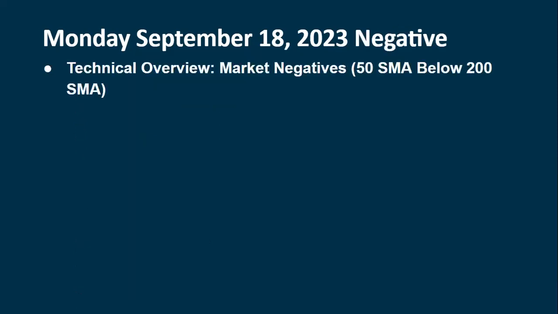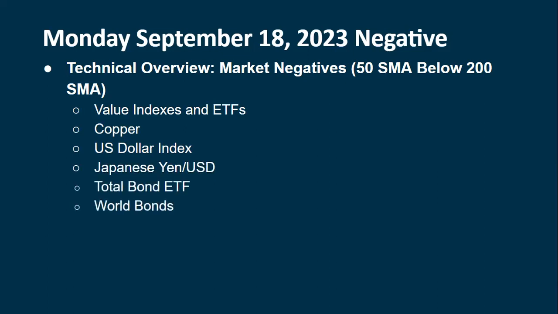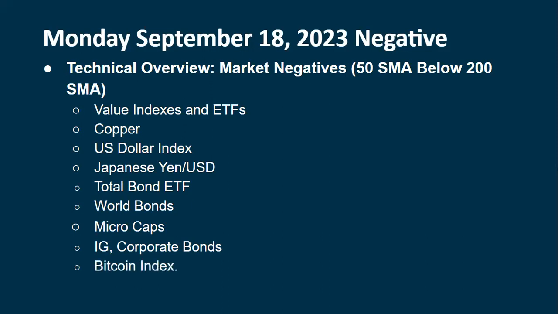The negative side, this is when the 50-day simple moving average is below the 200-day simple moving average. The value indexes are still negative. Copper, the US dollar index, although it's showing some improvement. The Japanese yen to the US dollar, the total bond ETF, world bonds, micro caps, the investment grade bonds, which are more conservative bonds, as well as corporate bonds. Those are new additions to the negative list. And then Bitcoin is also a new addition to this list.